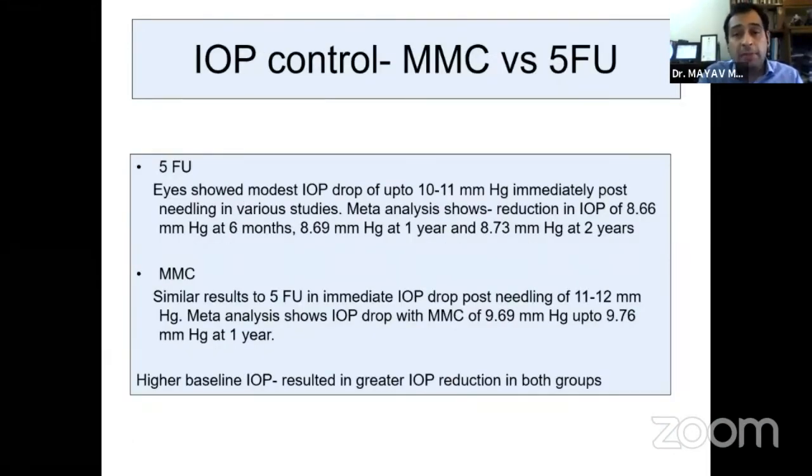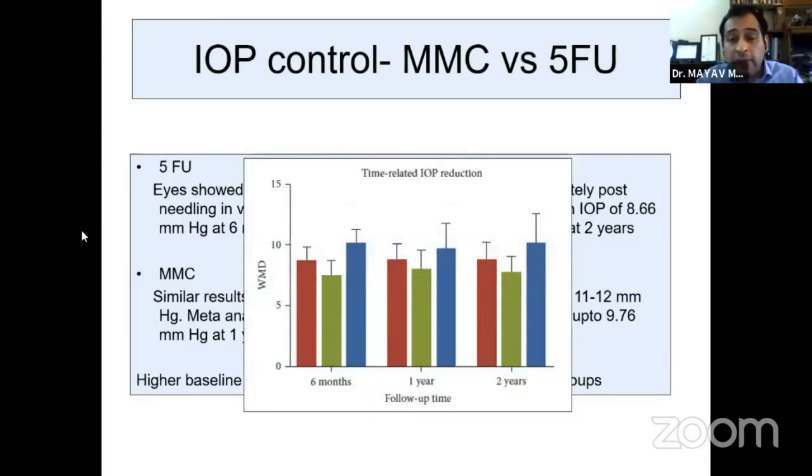IOP control of MMC versus 5-FU showed a modest drop in both, which is almost equivalent. Higher baseline IOP resulted in higher IOP reduction in both groups. If you see, however, the topical mitomycin C, which is shown in blue, numerically has shown a slightly higher IOP reduction compared to 5-FU.